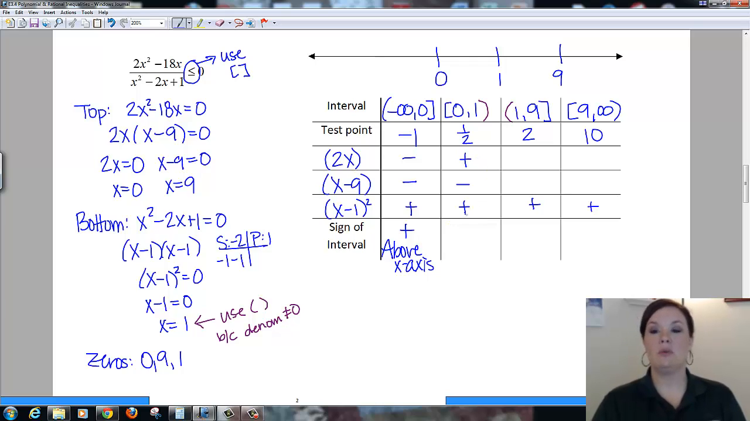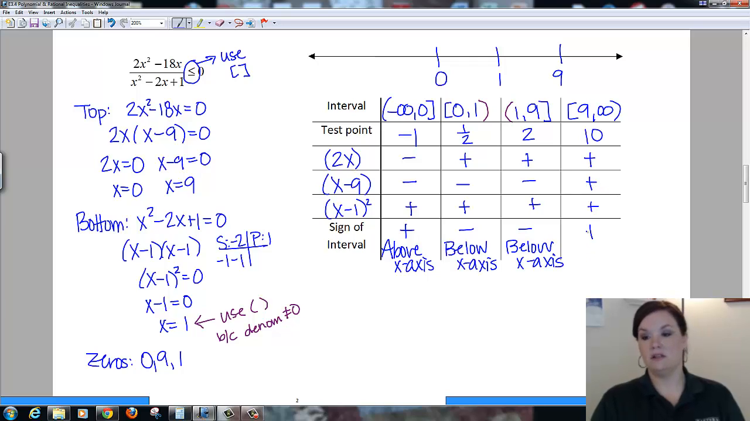Okay. So here I have 2 positives and 1 negative, which gives me a negative interval, which means that my y's are going to be below the x-axis. When I plug in 2, that's going to give me a positive, and then 2 minus 9 is negative. So I have a negative here, so my y values are going to be below the x-axis. And then my last interval, I have 10. So 2 times 10 is positive, 10 minus 9 is positive. So I end up with a positive interval, which means my y's are above the x-axis.